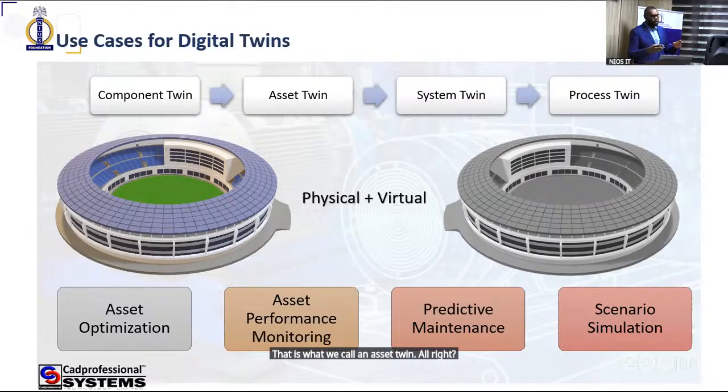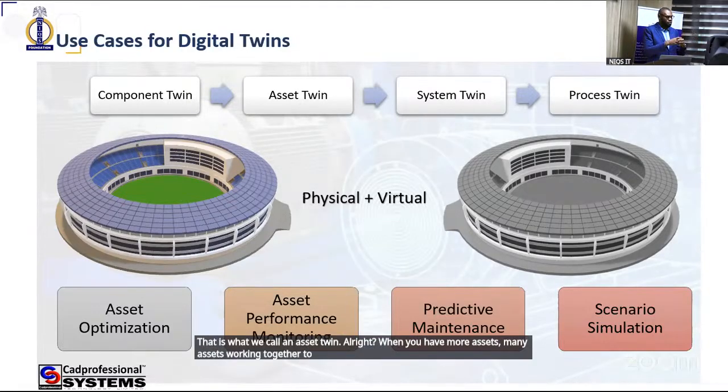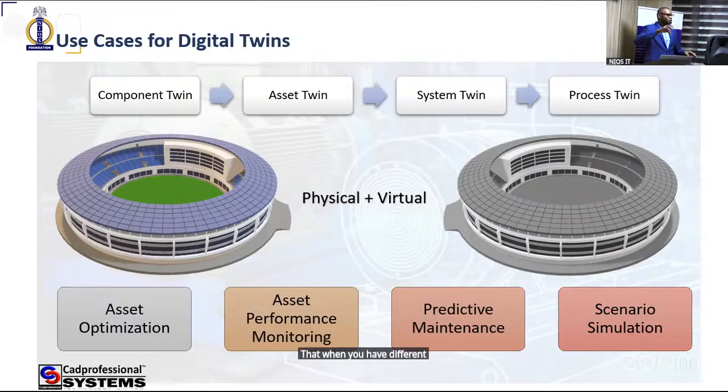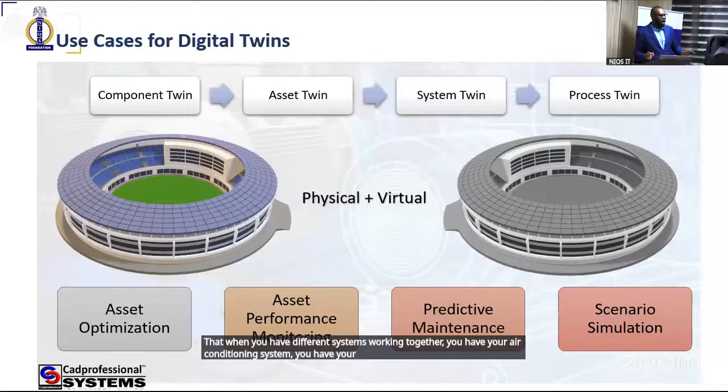All right. When you have more assets, many assets working together to form a system, that is what you have now as a system twin. Then when you have different systems working together, you have your air conditioning system, you have your lighting system, you have maybe your plumbing system working together, all of them integrated as one. That is what you have as a process twin.